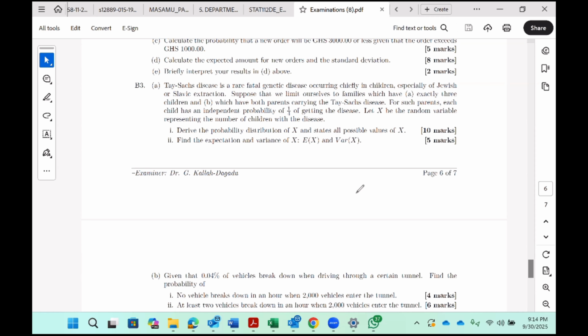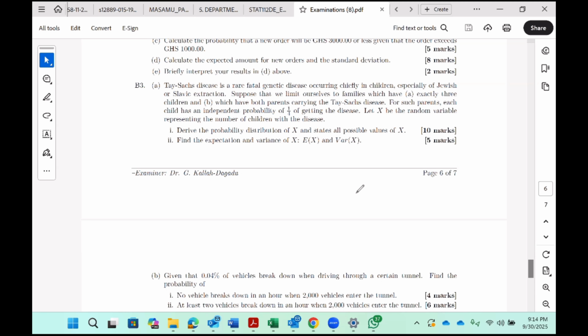B3 is saying that Tay-Sachs disease is a real fatal genetic disease occurring chiefly in children, especially of Jewish or Slavic extraction. Suppose that we limit ourselves to families which have exactly 3 children, and which have both parents carrying the Tay-Sachs disease. For such parents, each child has an independent probability of 1/4 of getting the disease.